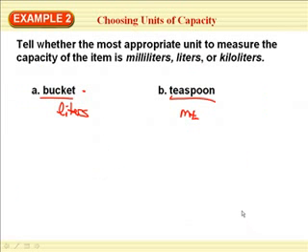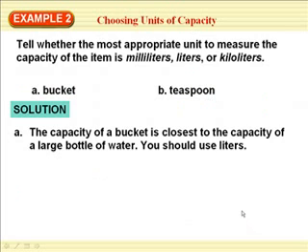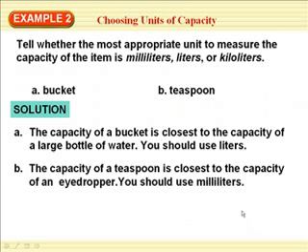So we talked about liters for the bucket and milliliters for the teaspoon. Let's see if they agree. The capacity of the bucket is closest to the capacity of a large bottle of water, so you should use liters. The capacity of a teaspoon is closest to the capacity of an eyedropper, so you should use milliliters. Absolutely.